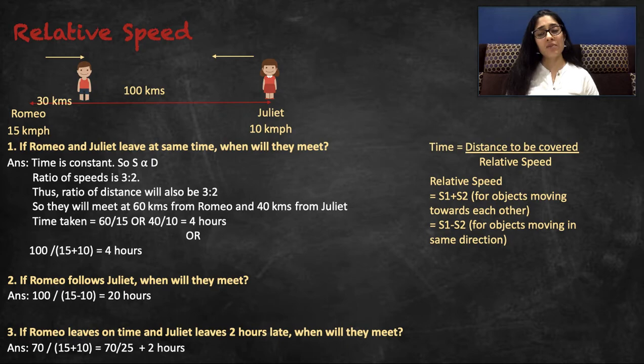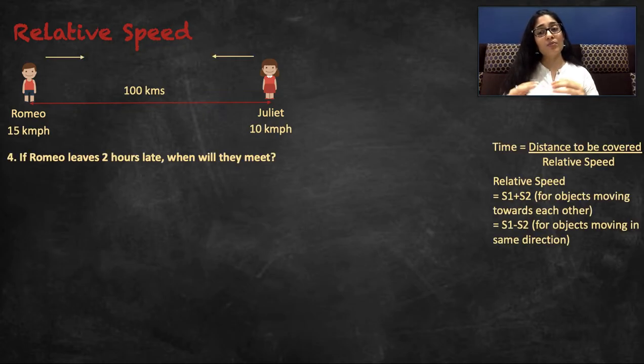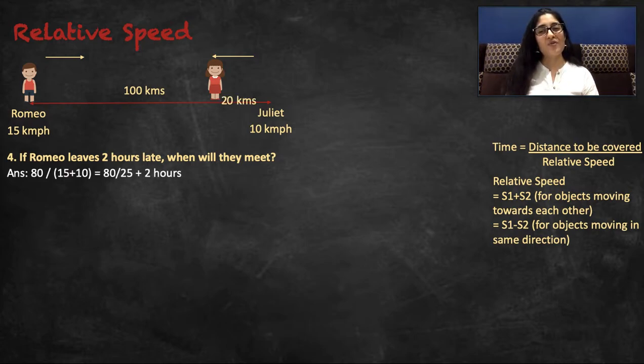So remaining 70 kilometers will be covered by 70 upon 25, plus those 2 hours that Romeo traveled alone would be the total time taken for them to meet. Similarly, if Romeo leaves 2 hours late, Juliet in the first 2 hours would have covered 20 kilometers. So now for remaining 80 kilometers, relative speed would be 15 plus 10, that is 25, plus 2 hours that Juliet has traveled alone will give you the total time taken.